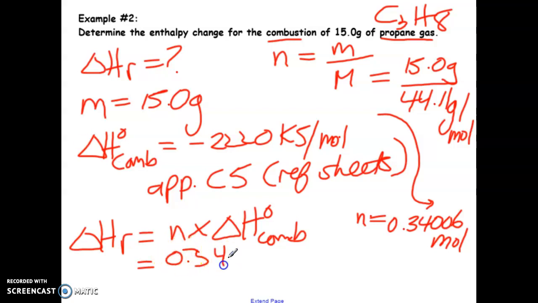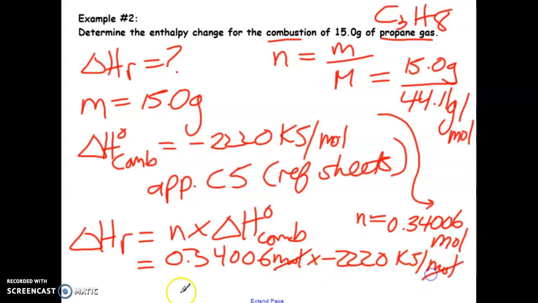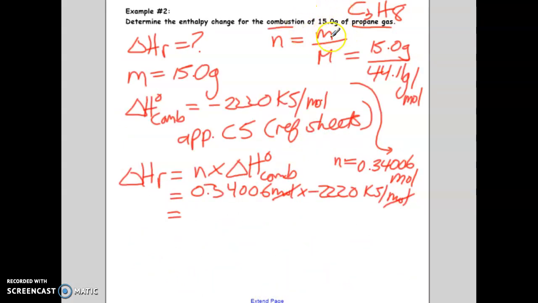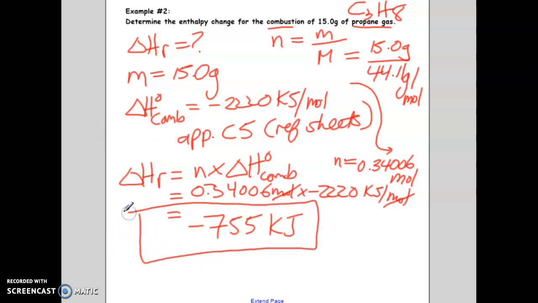So we have 0.34006 moles times our negative 2220 kilojoules per mole, right? Mole cancels. And we should end up with a value. I'm just going to go straight to significant digits. So the only number we have here is 15.0, which is 3. So we should get a total of negative 755 kilojoules here for our final answer, right? So 1 mole worth of propane would give off 2,220 kilojoules, but we don't have 1 mole of propane. We have 0.34006 moles. So we adjust our kilojoule value accordingly.